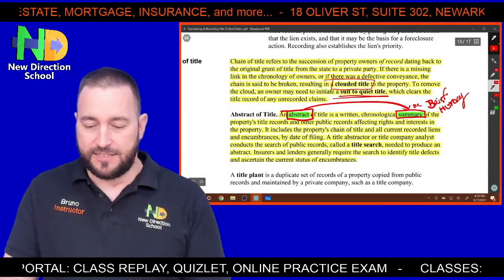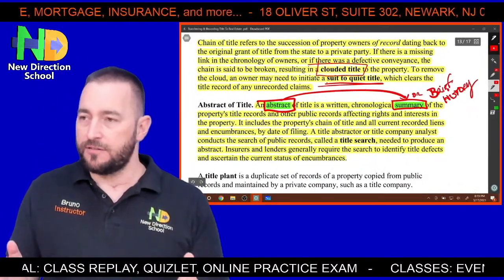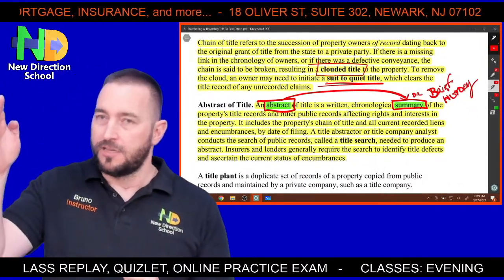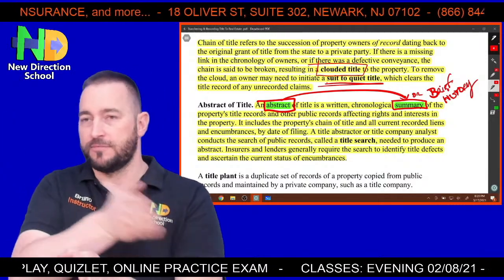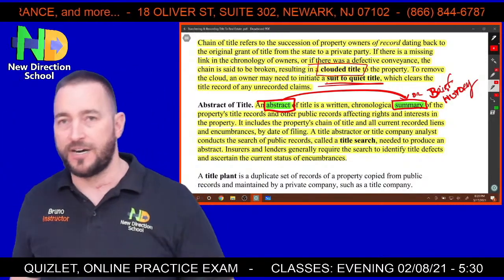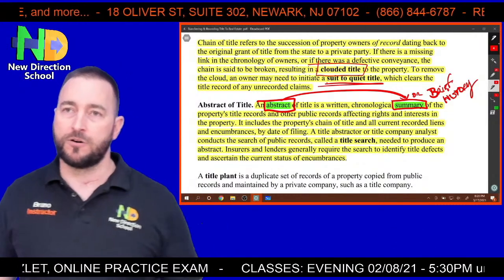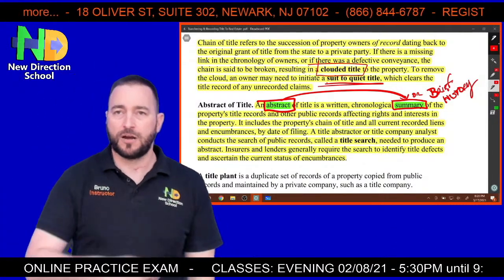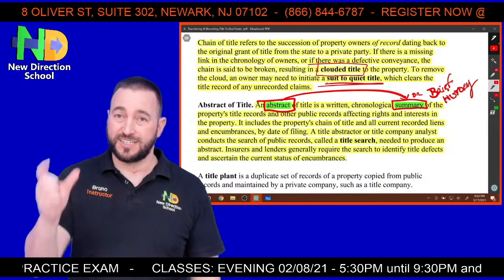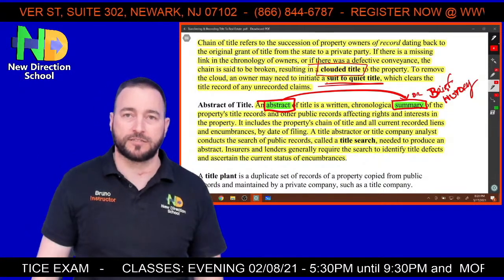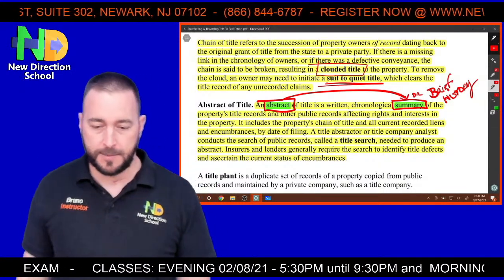So it's a condensed history, it's not everything. I just want to know what happened in 1981, what happened in 1983, what happened in February of 1995, and so on. I want to know what were the major events against the property. I don't need to have everything, right? I just want the condensed history, and that's what an abstract of title is.